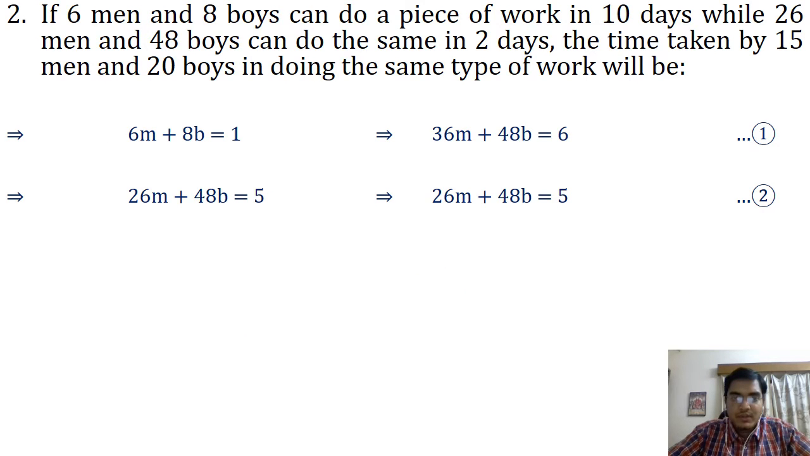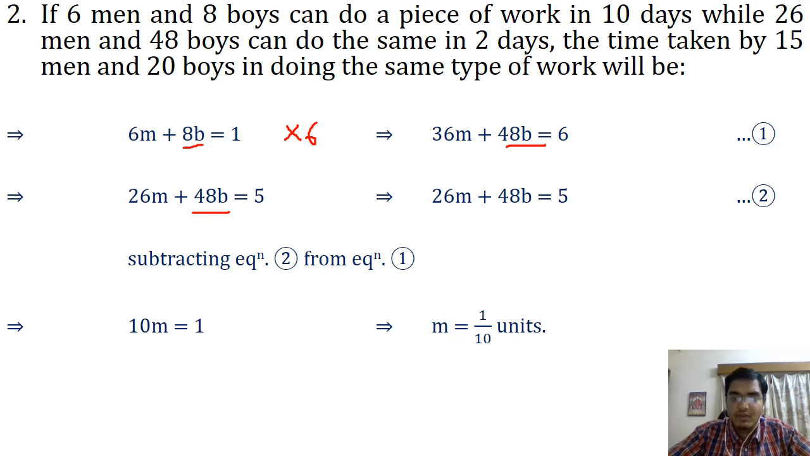To solve these two equations, let us multiply our first equation by 6. Why 6? So that 8 into 6 becomes 48B. In our second equation, we already had 48B. And when we subtract these two equations, we get 36M minus 26M, 10M. 48B minus 48B gets cancelled out and 6 minus 5 is 1. So we get 10M = 1. So the value of M that we get is 1 by 10 units.